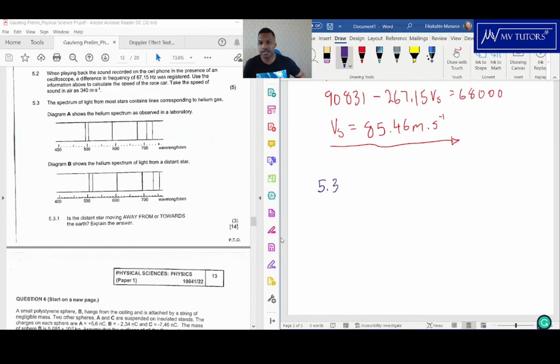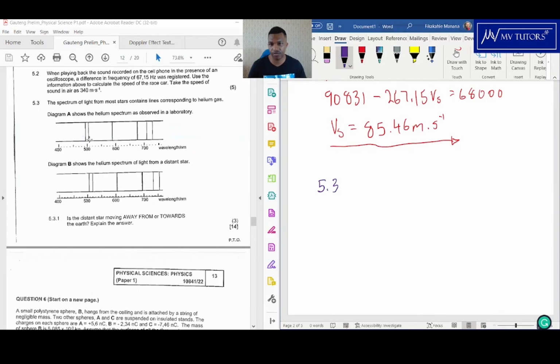Now it says the spectrum of light from most stars contains lines corresponding to helium gas. Diagram A shows the helium spectrum as observed in the laboratory. Diagram B shows the helium spectrum of the light from a distant star. Is the distant star moving away from or towards the Earth? Explain your answer.